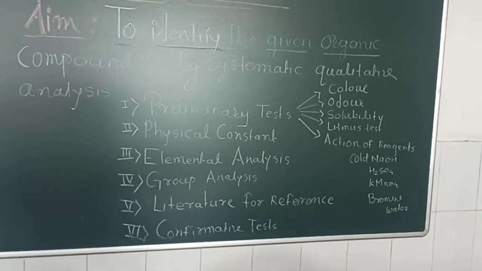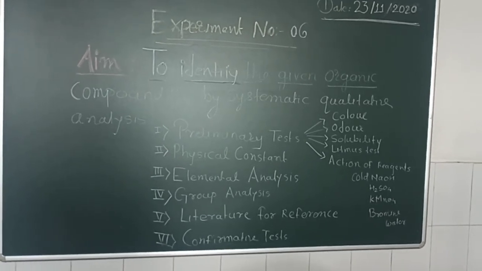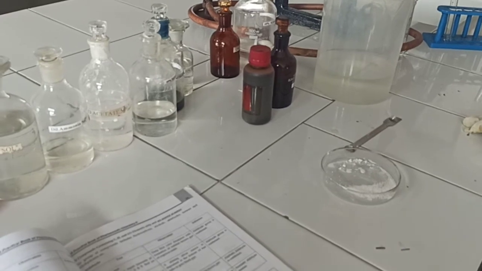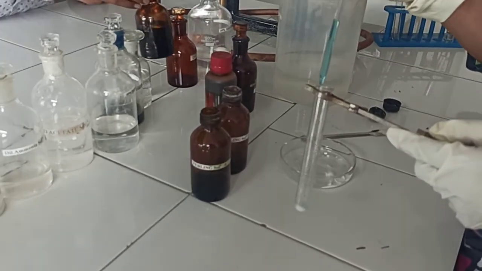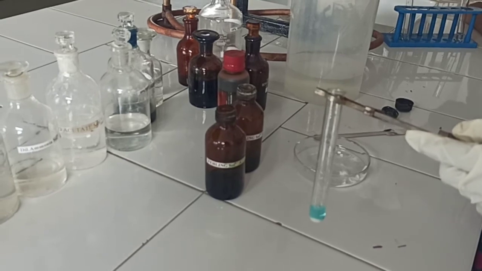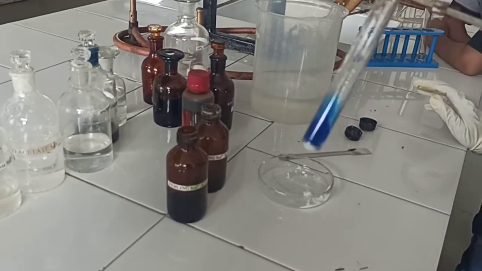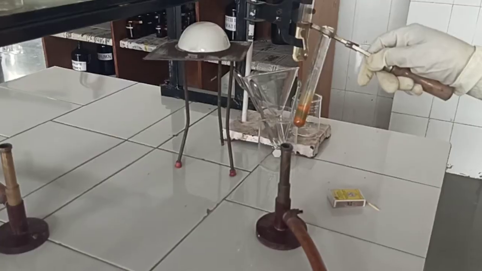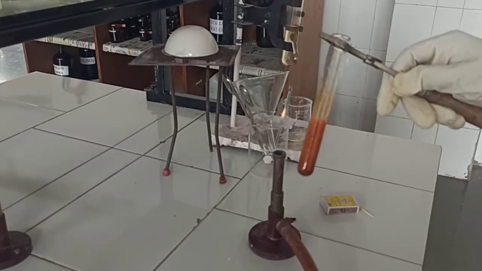Now see the next step, that is determination of functional group. As our compound contains carbon, hydrogen and oxygen, and it is neutral in nature, we perform first the Fehling's test. The test sample is taken in a test tube and we add Fehling's solution A and B. After adding Fehling's solution A and B, a deep blue color is produced, which disappears on heating, and cuprous oxide is formed, which has a brown color.